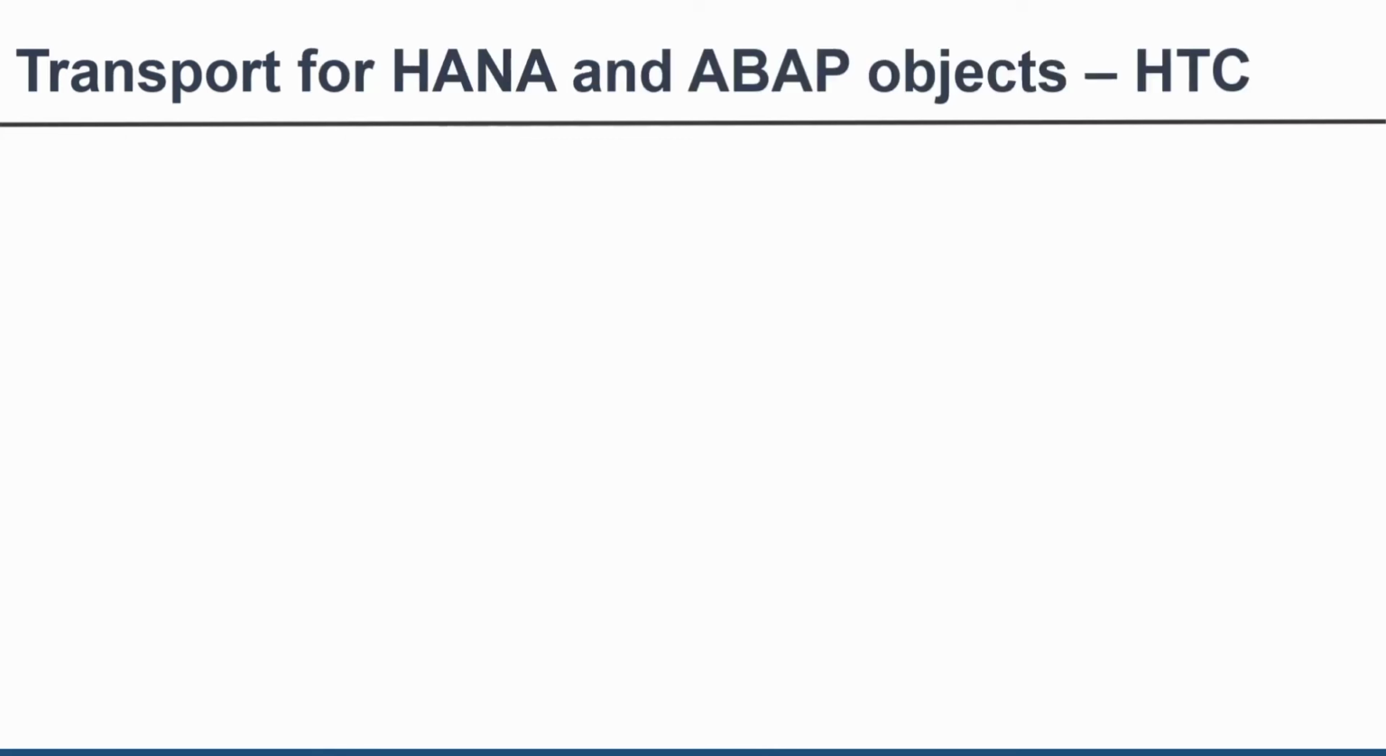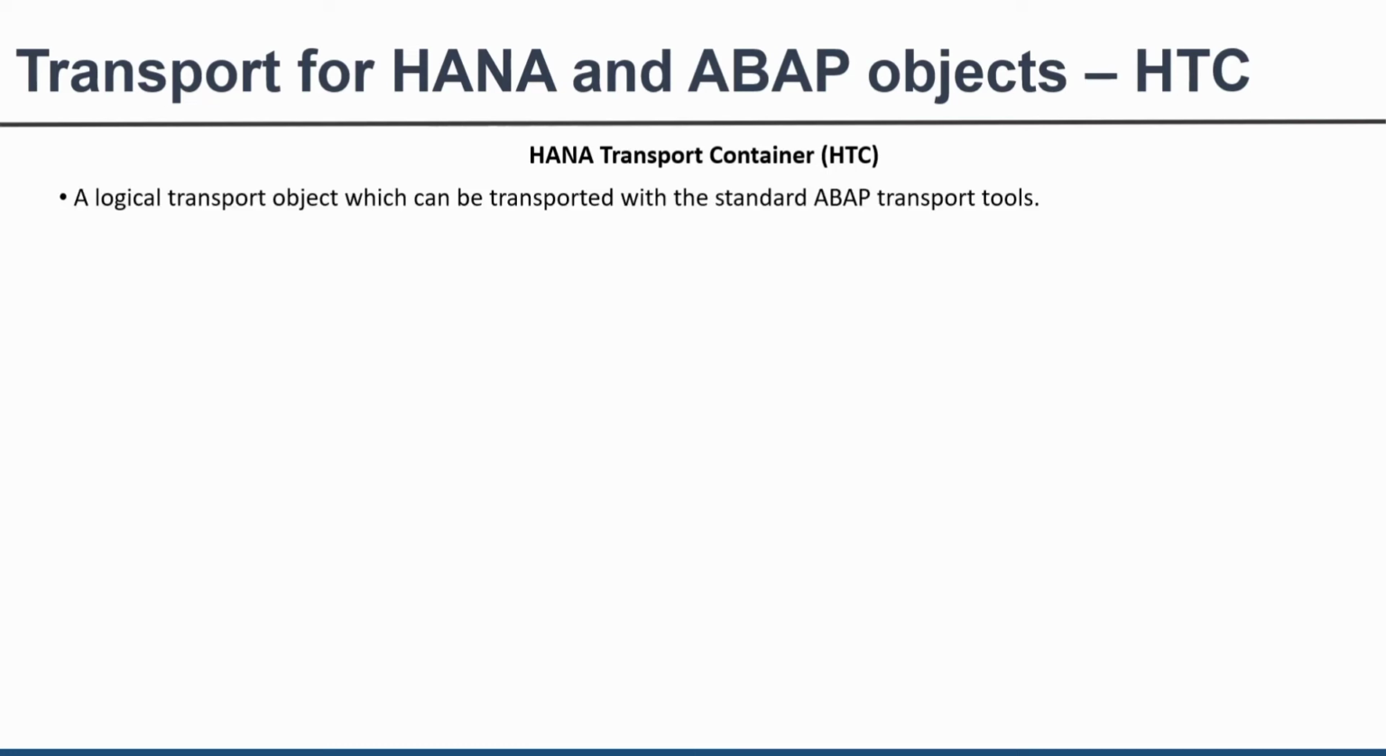So here are some details about HTC, HANA Transport Container, which you can use for transporting HANA objects as well as ABAP objects together from one system to another. So HTC is a logical transport object which can be transported with standard ABAP transport tools.